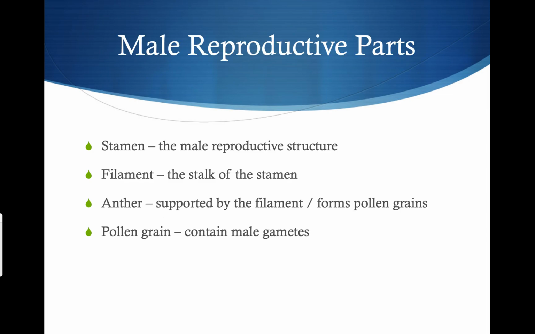Okay, male reproductive parts of the flower: you have the stamen, which is the whole male reproductive structure. The filament is the stalk, or what holds it. The anther is at the tip. This has the pollen grains, which are the male reproductive gametes.